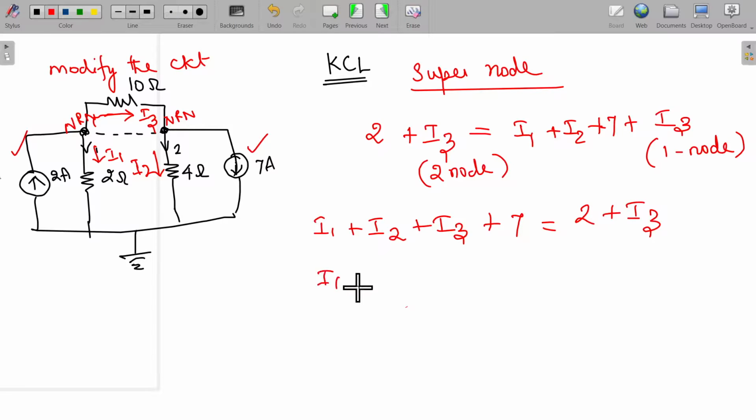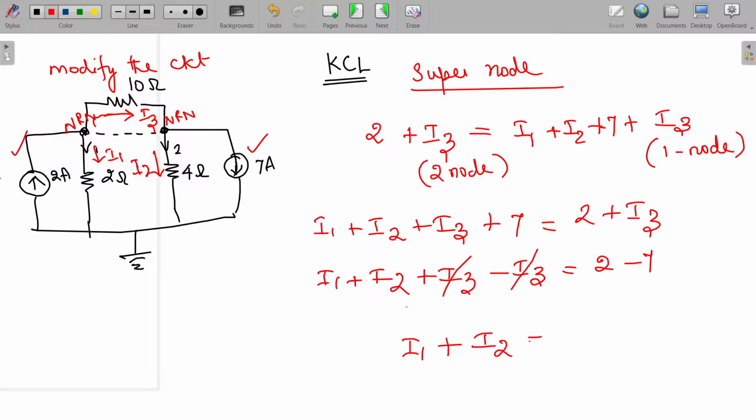So this can be written as I1 plus I2 plus I3, and then this I3 goes from right to left, so it is minus I3, equal to 2 minus 7. When you bring it to this side, the 7 becomes minus 7. So these two I3 terms get cancelled. It becomes I1 plus I2 is equal to minus 5. This is equation number 1. By applying KCL, we got the correct equation in the supernodal analysis.